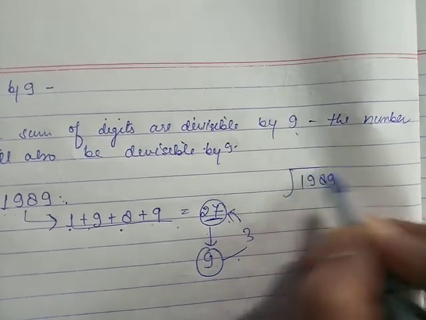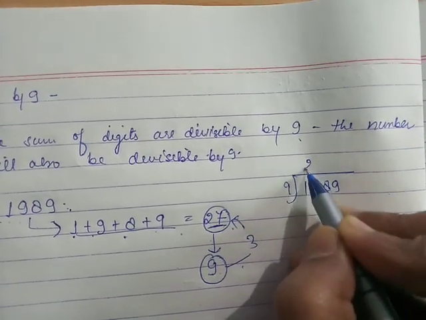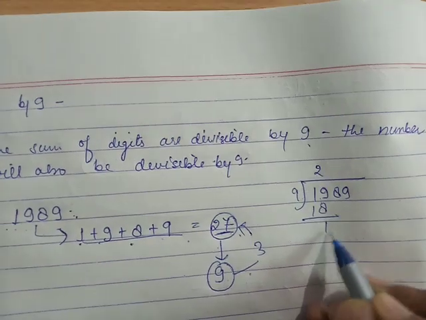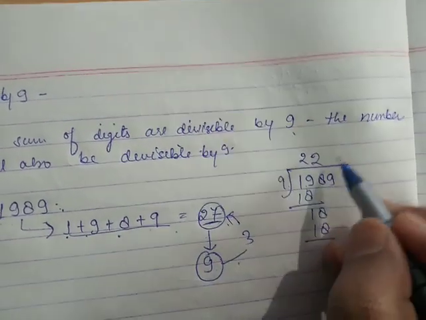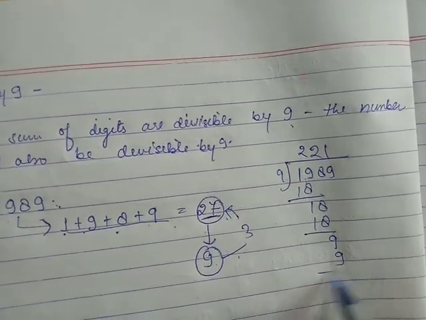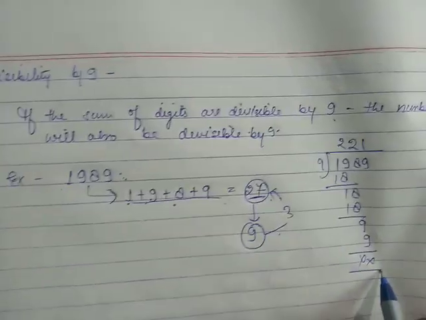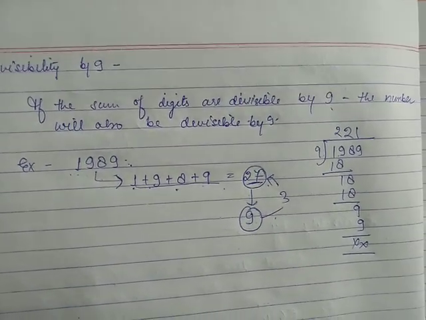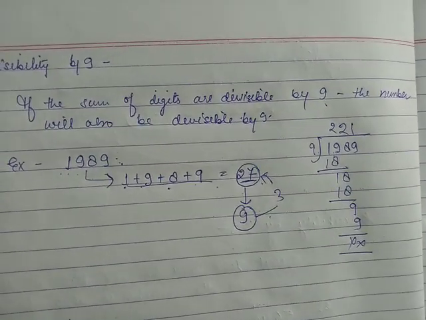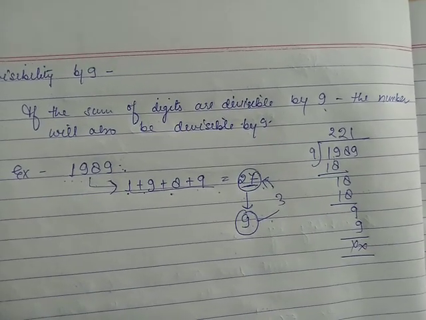1989 divided by 9: 9 twos are 18, and here it is 9, 1 nine is 9. So you can see that this number is divisible by 9. So the test of divisibility by 9 is: if the sum of the digits is divisible by 9, the number will also be divisible by 9.